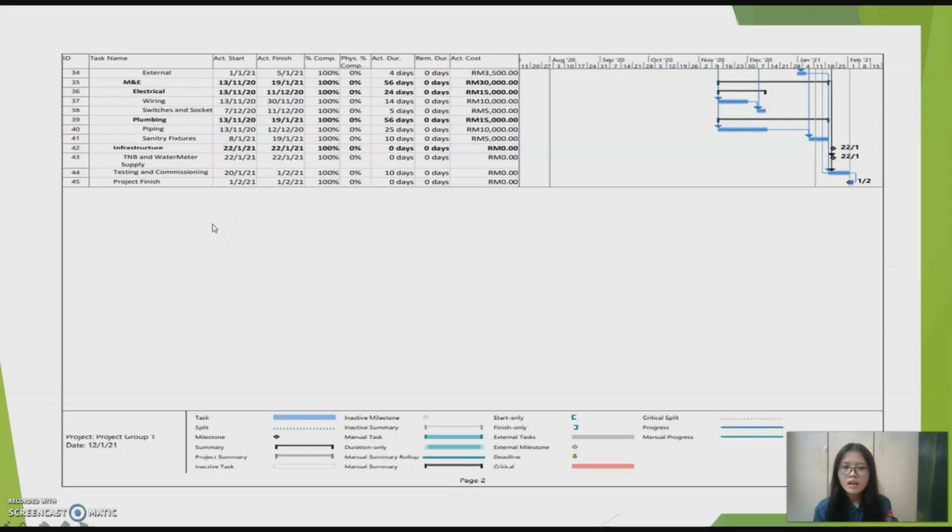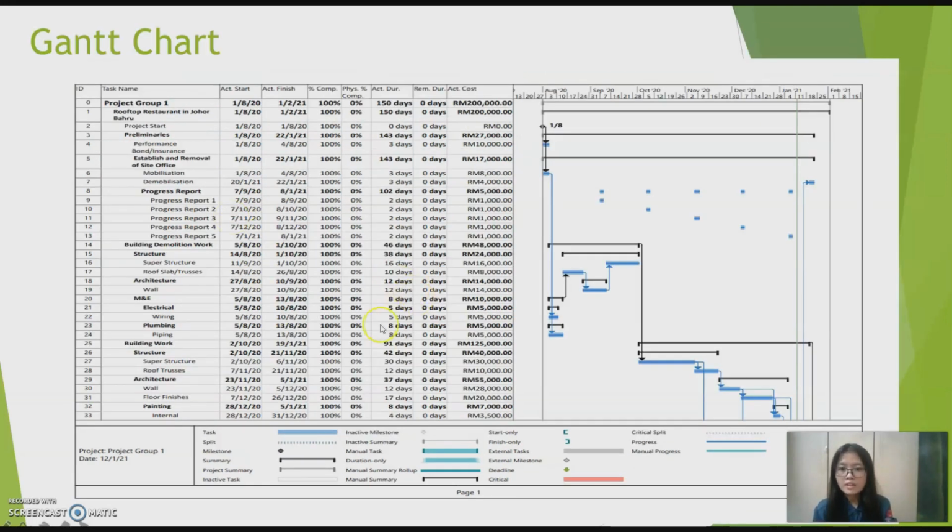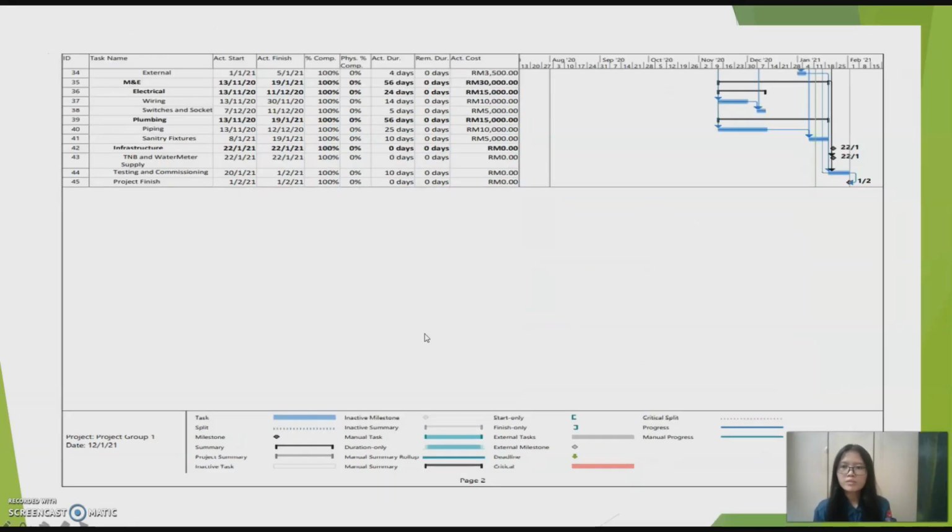Nevertheless, the activity takes 91 days and costs 135 ringgit. Next, the infrastructure takes 0 cost and 0 days because it involves a third party. Next, the testing and commissioning are conducted for 10 days and cost 0 ringgit for the process. Lastly, the project ends.